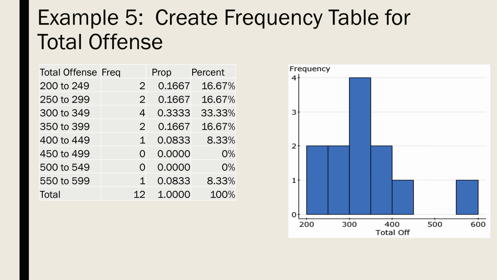This is an example of how to understand a histogram based on a frequency table. The frequency table here is data we have from football games, and this is what we call an interval.